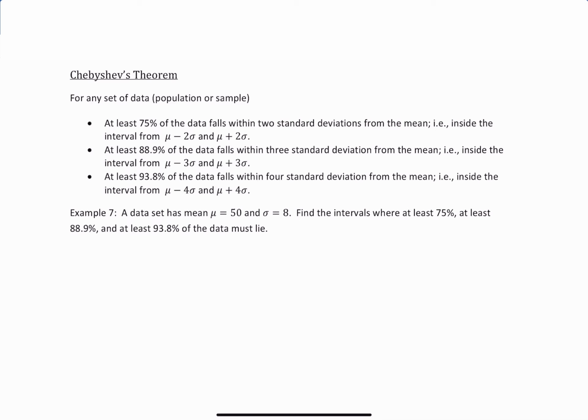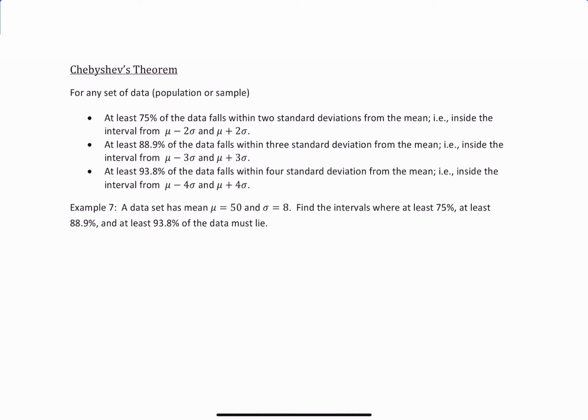Chebyshev's theorem is actually a formula, but I don't think the formula will be that helpful to us. So what I've actually presented here is some of the information that the formula would give us. For example, it tells us that at least 75% of all the data values fall within 2 standard deviations from the mean. In other words, the interval from mu minus 2 sigma to mu plus 2 sigma. At least 88.9% of the data falls within 3 standard deviations from the mean, and at least 93.8% of the data falls within 4 standard deviations from the mean.